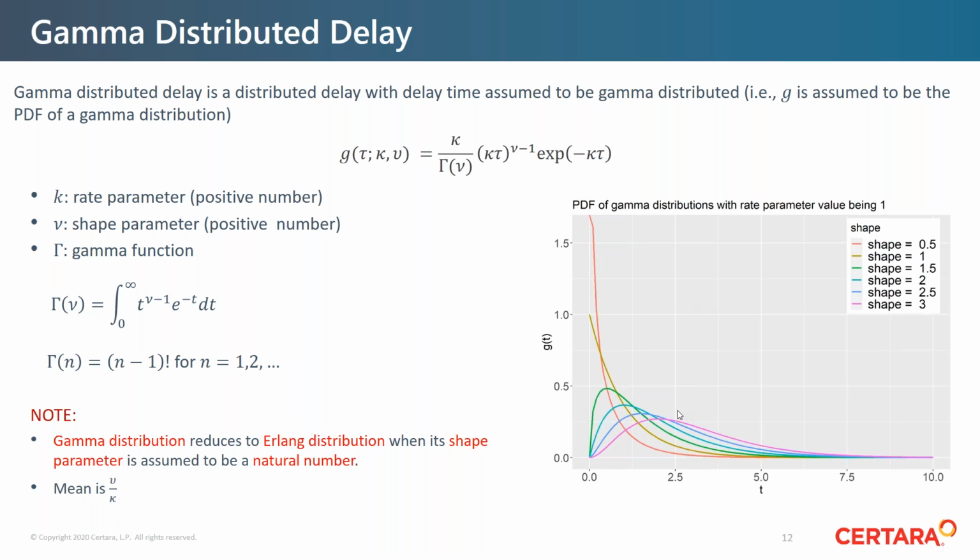Now, this is a plot for the PDF of gamma distribution with the same rate parameter value, but different shape parameter values. Now, this curve is for the case when shape equals 0.5, and this one is for the case when shape equals 1. Now, these four curves here are for the case when shape is greater than 1.